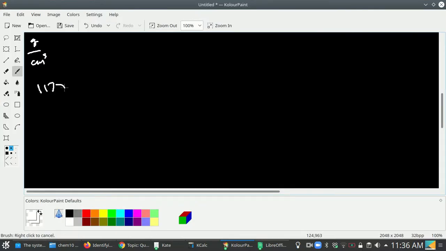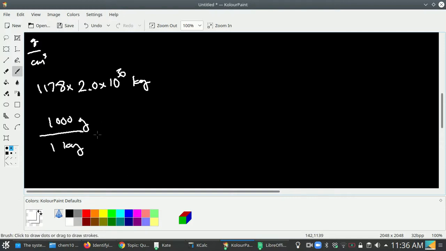Well, 1178 times the mass of the sun, with the mass of the sun being given as this. Okay, but that's not grams, right? So I'm going to have to change this to grams. So I'm not going to start with that. I'm going to start with grams. So there are 1,000 grams in 1 kilogram, and there are this many kilograms.